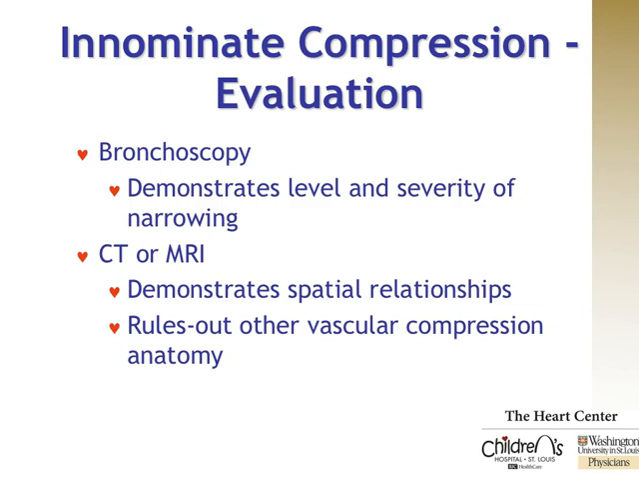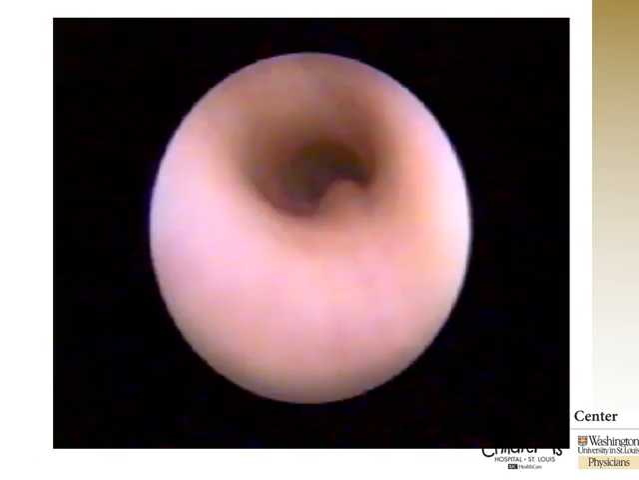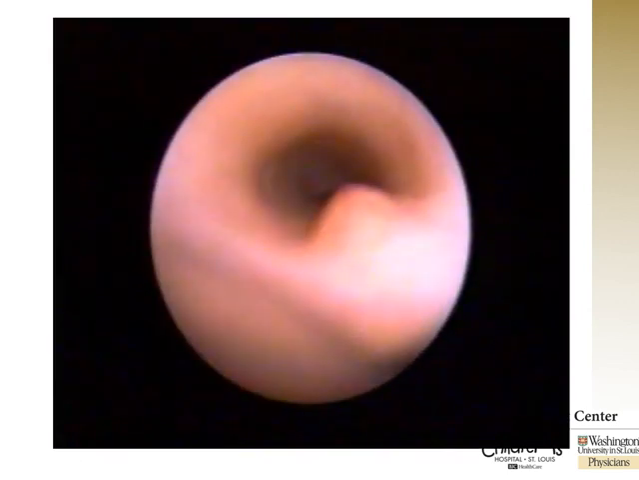And it's also important to rule out other vascular compression anatomy. As we've said from the beginning, this group of entities all have very similar symptoms, and it's very difficult on clinical evaluation to differentiate a true vascular ring from innominate compression, but a CT or an MRI certainly can differentiate those quite well.